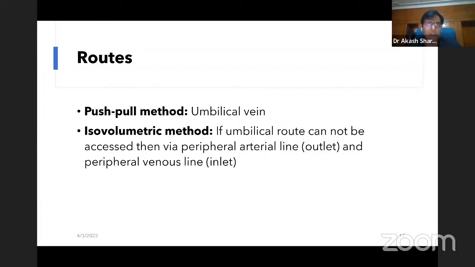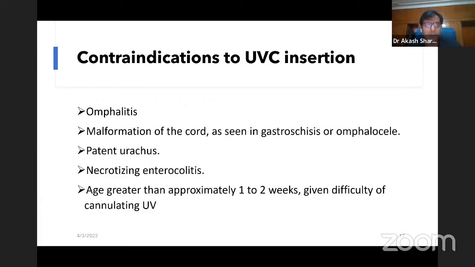Generally it is used after the umbilical cord has fallen off. Generally after 7 to 8 days of life, if you need exchange transfusion, we prefer the isovolumetric method. So contraindications to UVC insertion have already been stated by Dr.